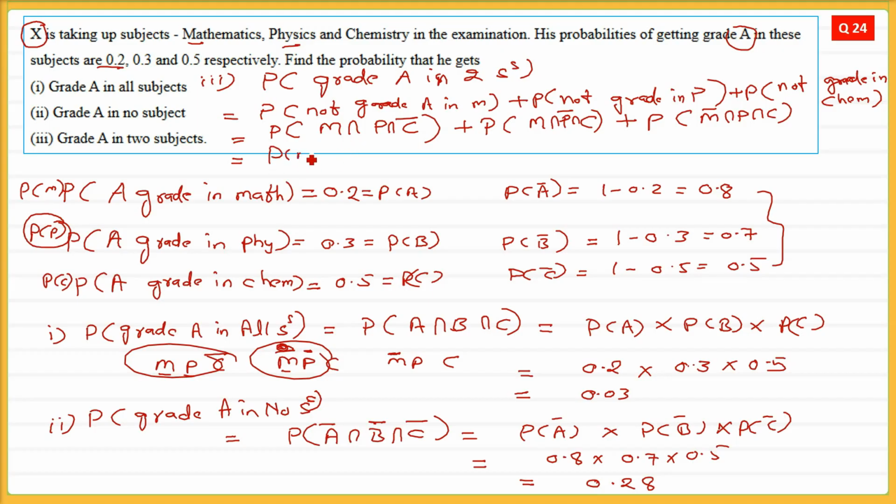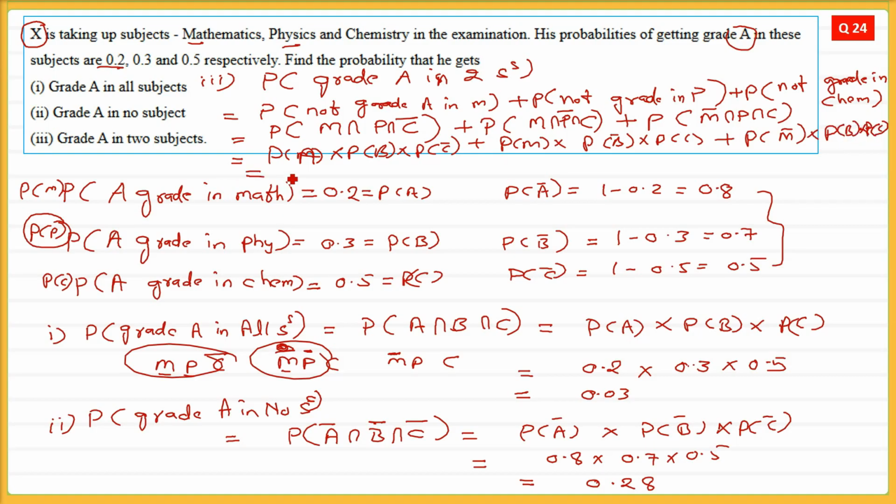Others getting a grade A. This is going to be P(A) multiplied by P(B) multiplied by P(C bar). All these probabilities we have already computed. Probability of A, probability of B bar, and probability of C. Third one is probability of A bar. I'm writing M, I'll change it in a bit. Probability of A bar, probability of B, and probability of C.